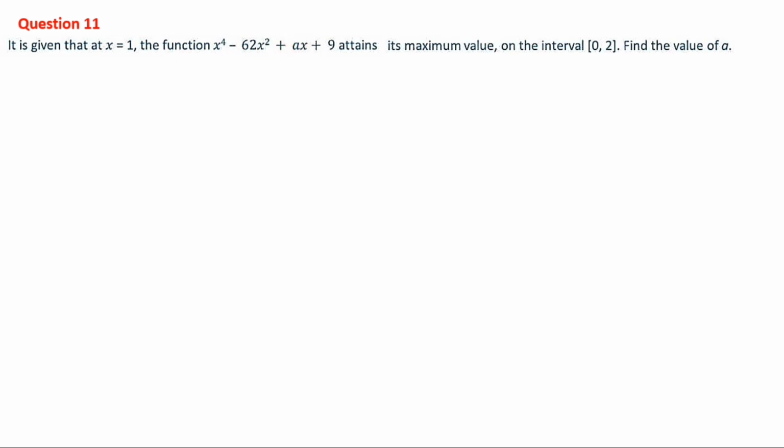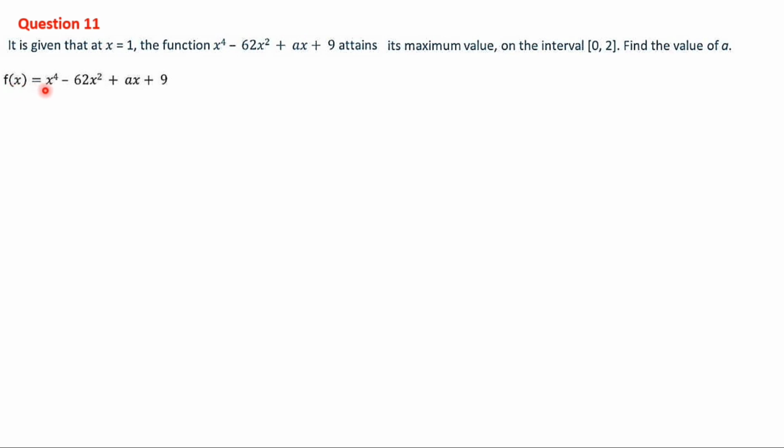Once again, we have to take the derivative of this function f of x. Then by using the given condition that at x equals 1 the function attains its maximum value, f dash 1 will be 0. By using that statement we have to find the value of a. Hope it is clear. Let's start doing.